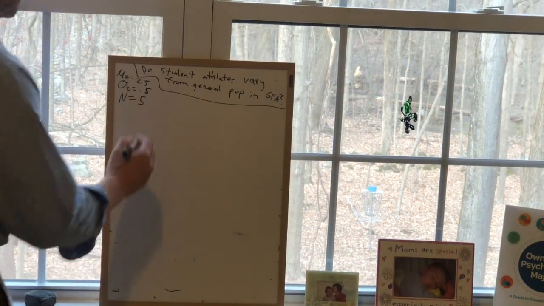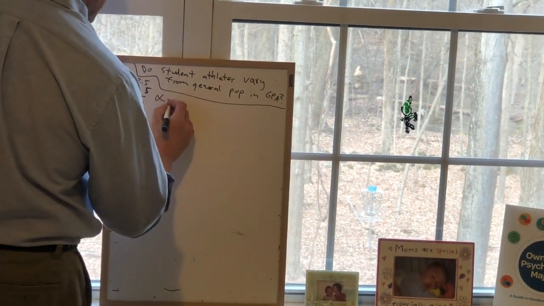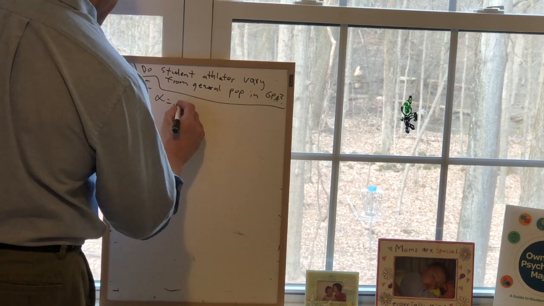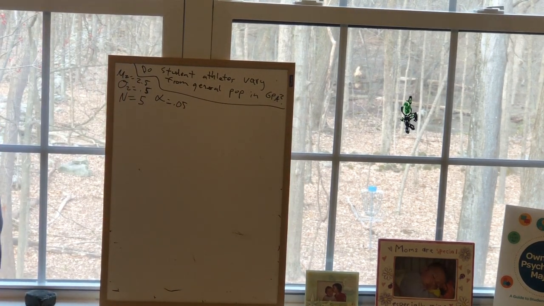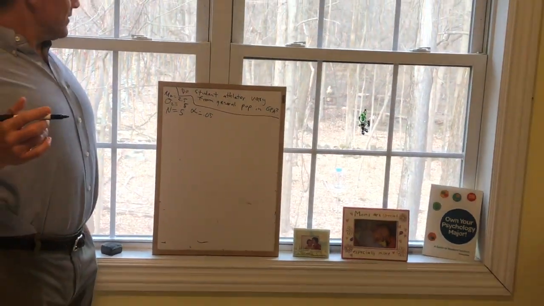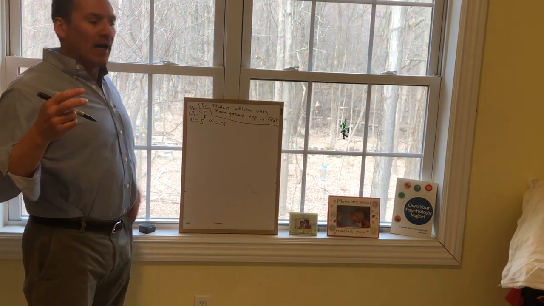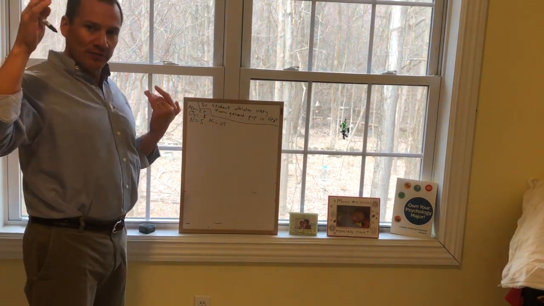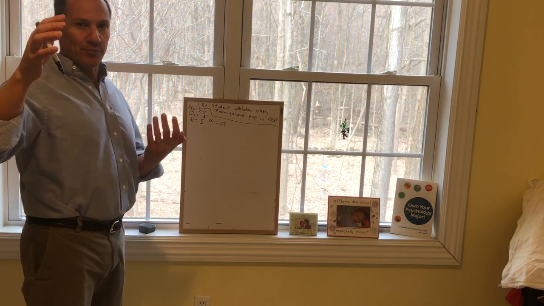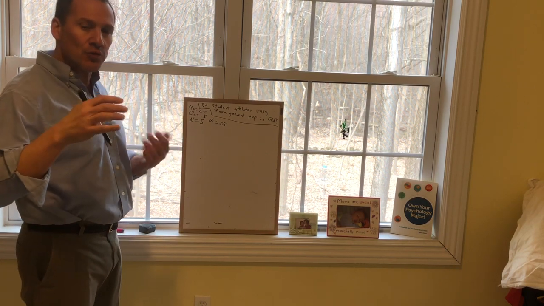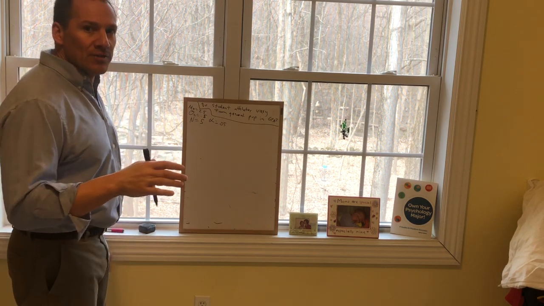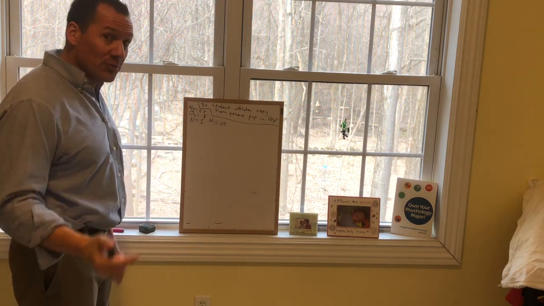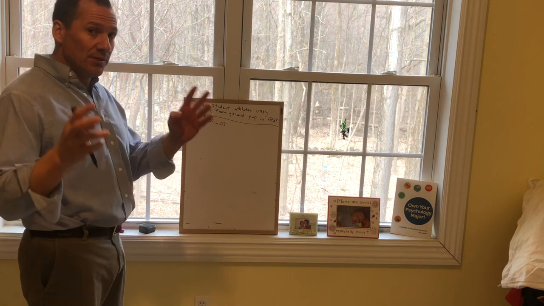I'm going to give you the same alpha we had before of 0.05. And the one other piece of information I'm going to give you: there are two ways I can give this to you. I can give you a bunch of scores, say 5 scores, and you could compute the mean of those 5 scores, or I could just give you the mean of a sample of 5. And that's what I'm going to do in this case.